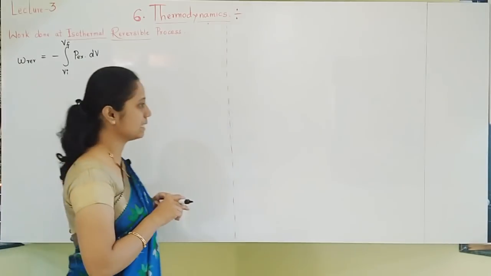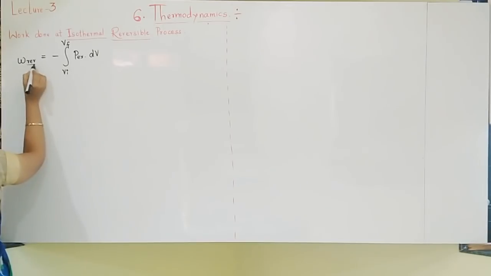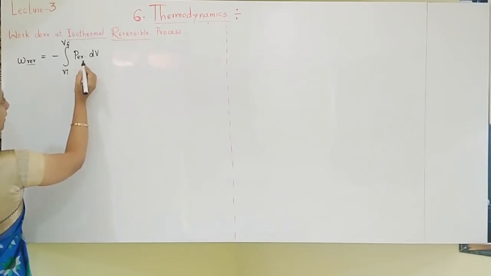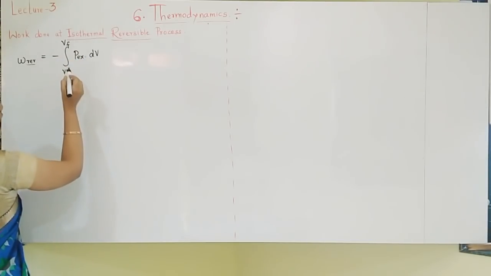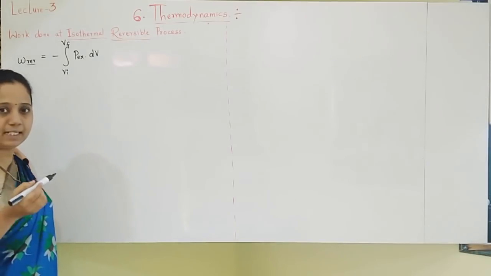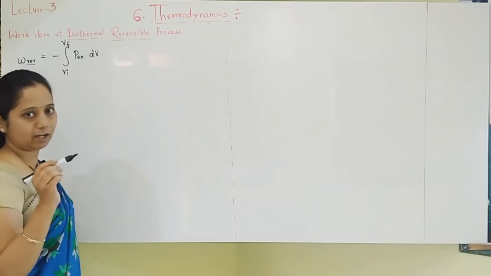For the reversible process, for work done we will write W reversible. Now for the reversible process, the same formula I have written, we will do integration of that. Just now we have derived this formula that W is equal to minus P external delta V.